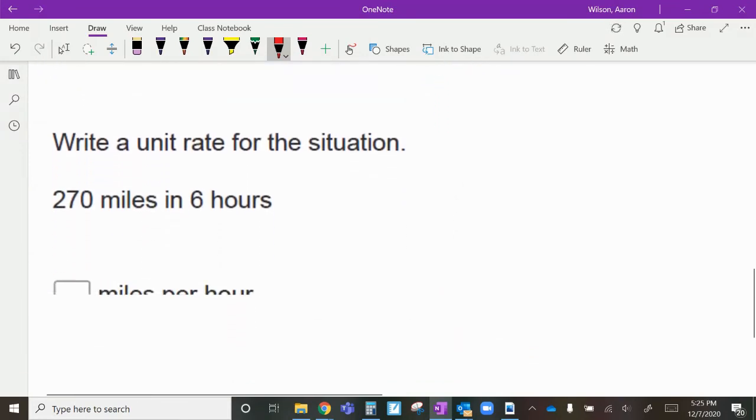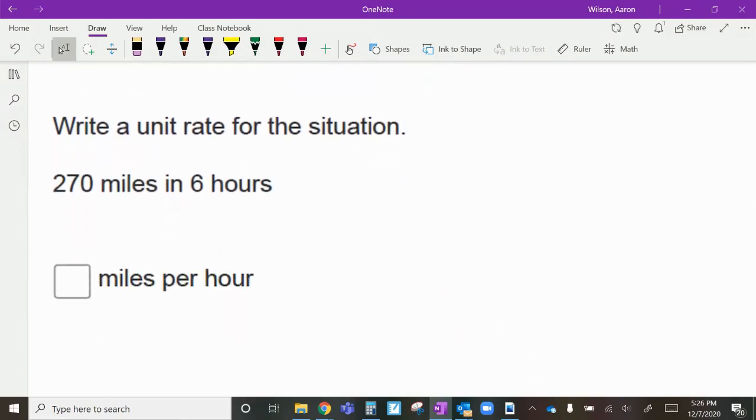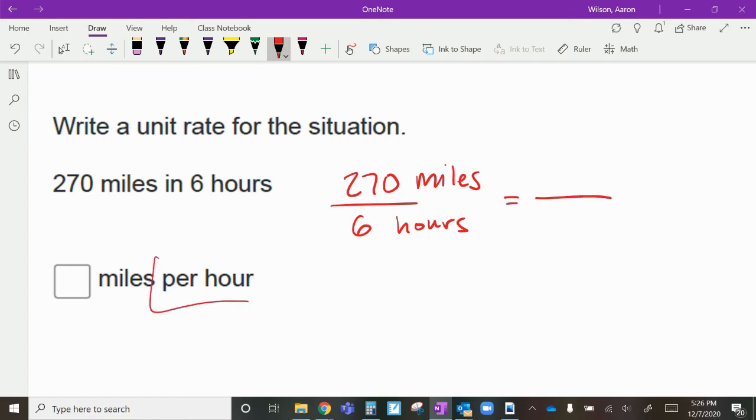Now let's leave the whole money aspect and go into something that a lot of people know about. It's driving, right? Your miles per hour. So here's this one. It's 270 miles, so I'm going to write that on top in 6 hours. So if you're traveling 270 miles and it takes your parents 6 hours to go that far, the question is, how far will you travel in 1 hour? Remember, per hour means in 1 hour.